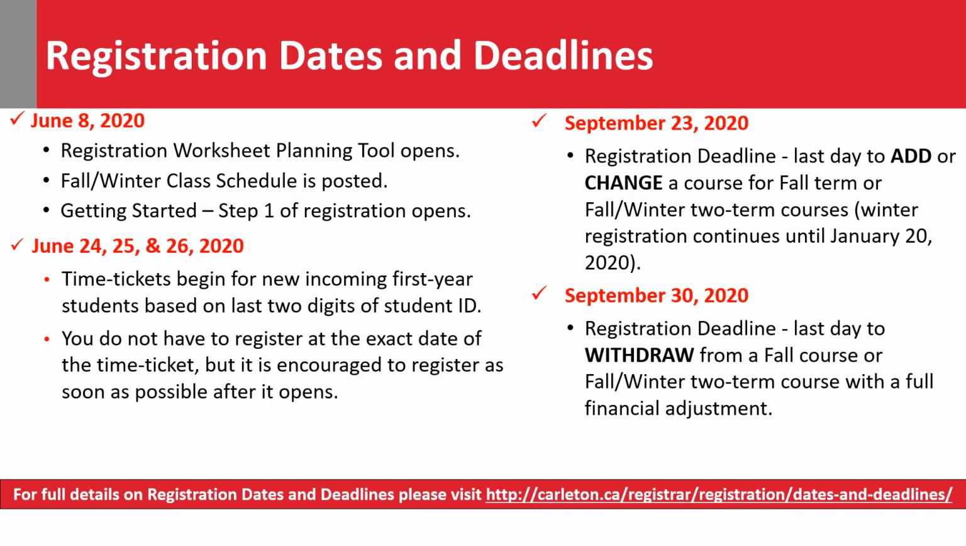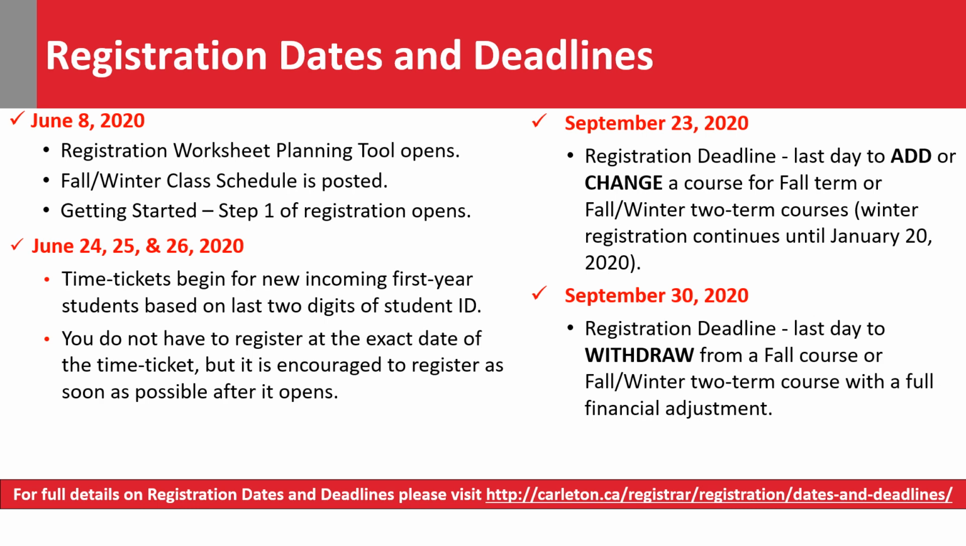September 23rd is the last day to add or change a course for the fall term or fall-winter 2-term courses. Winter registration will continue until January 20th. September 30th is the last day you may withdraw from a course or fall-winter 2-term course and be eligible for a full tuition adjustment. For full details on dates and deadlines, please refer to the link at the bottom of the screen.